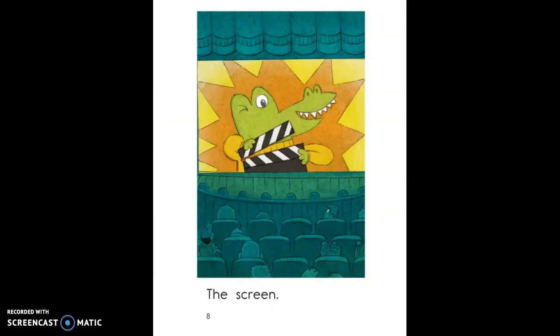Good readers start reading on the left side of the page. Good readers also point under the words, and we start with our pattern, which is the word the screen. Scholars, let's read this page together. The screen. Great job.